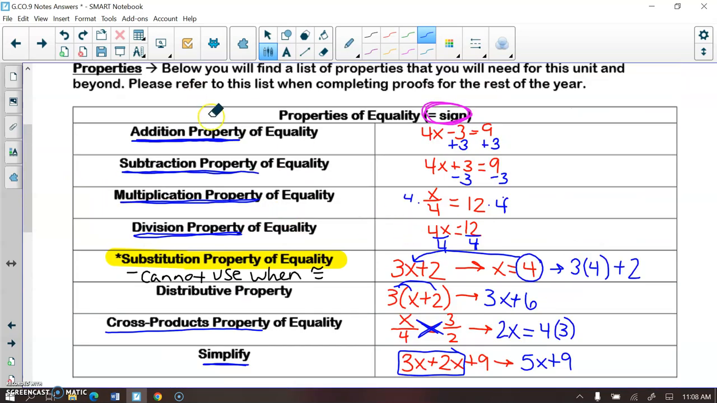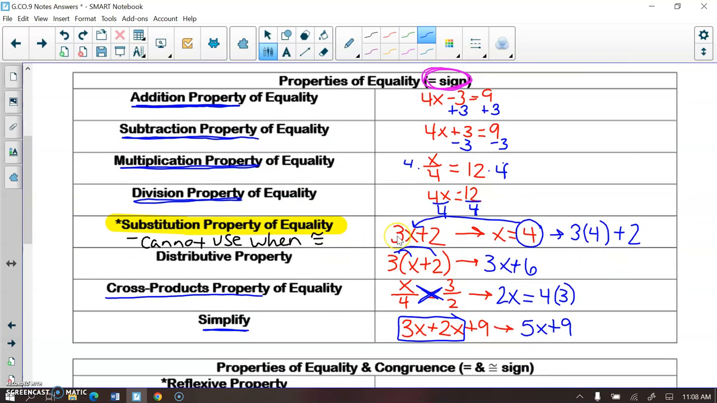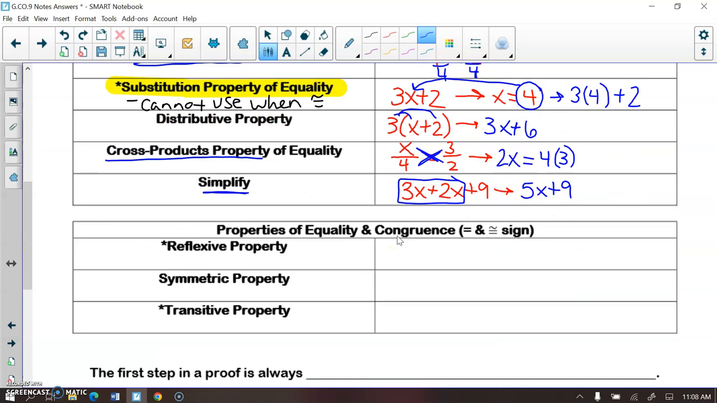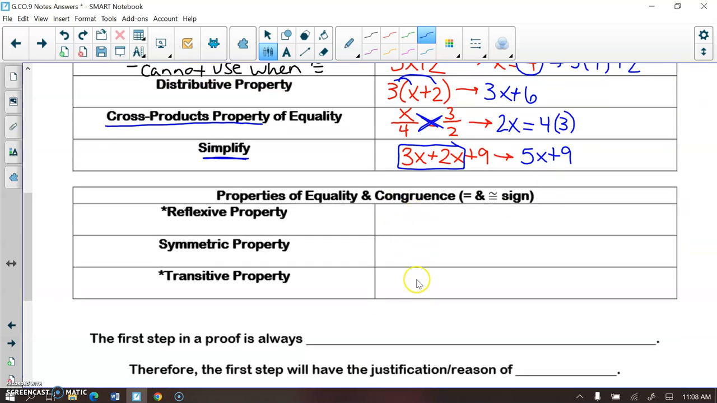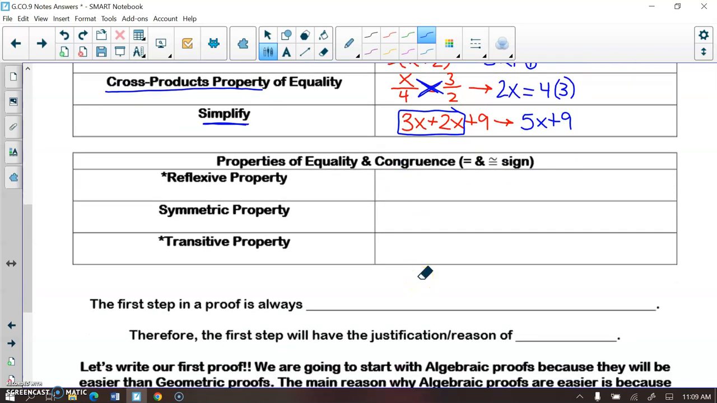So these are all properties of equality. Again, they can only be used when you're dealing with equal signs. Now, the following three properties can be used when you have equal signs, but they can also be used when you have congruent symbols. The reflexive property of equality or congruence is pretty self-explanatory. It says that something is equal to itself.